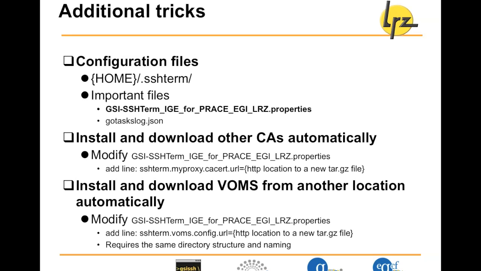Next, if you would like to configure GSI-SSHTerm to install and download VOMS from another location, you can do so too. Again, the same .properties file. You have to add this line: sshterm.voms.config.url to another HTTP tar.gz file location. However, you need the same data directory structure and naming, so please double check your .glite folder that GSI-SSHTerm has created for you and try to follow this structure.